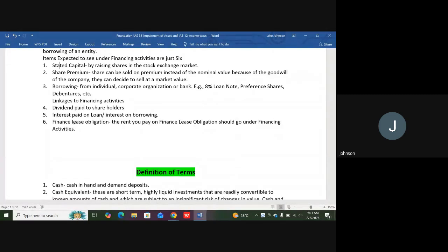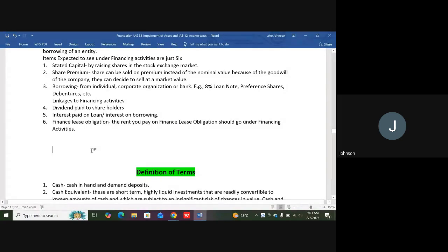All those things are linkages to what I mentioned. So the first one, what did you pay? You pay dividends to people that are your shareholders. You pay interest to people that lent you money. You also have an obligation that you are paying on something that you leased. So all these things are what you pay.